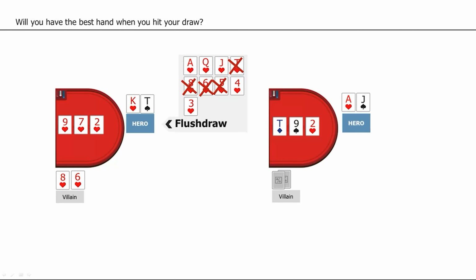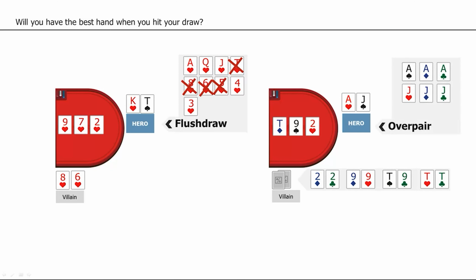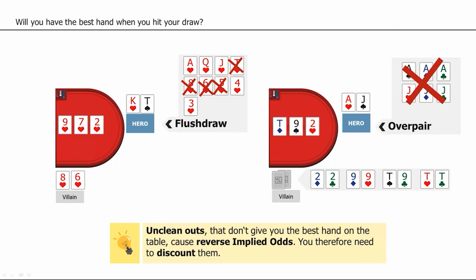Another example, you hold AJ off suit and could give yourself 6 overcard outs. But your opponent could be holding these hands. Against sets or 2 pairs, you don't have any outs. These outs are unclean, since you won't be holding the best hand when your draw hits. Instead of implied odds, you have so-called reverse implied odds. You will on average lose more money than you win and should therefore discount these outs.